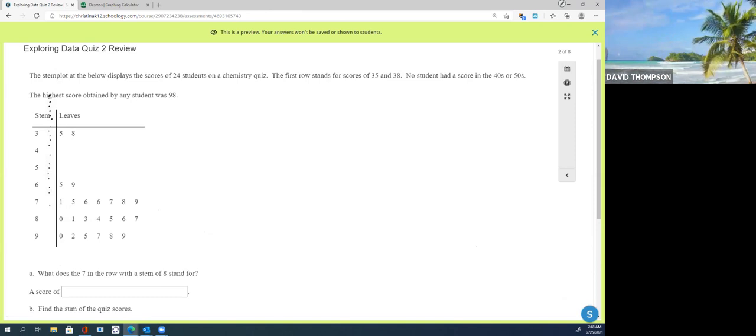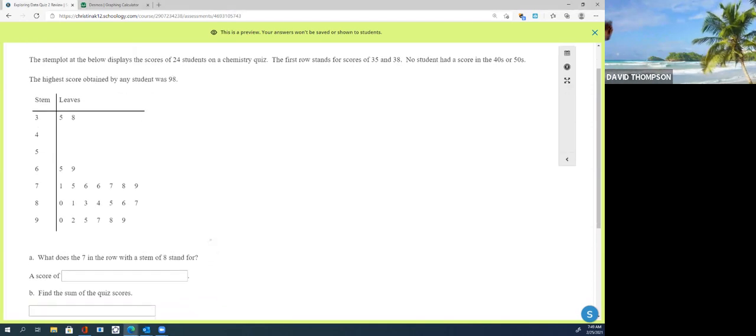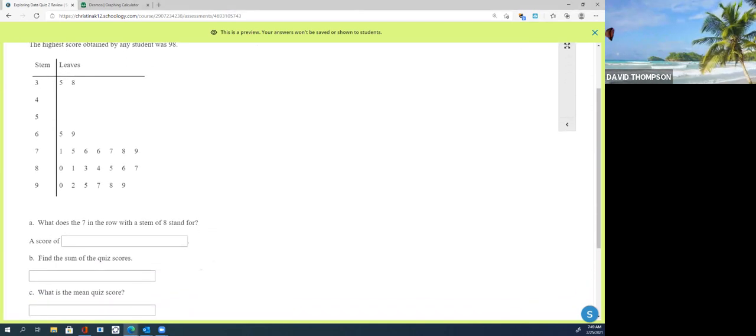Next question. The stem plot below displays the scores of 24 students on a chemistry quiz. The first row stands for scores of 35 and 38. This student had a score in the 40s or 50s. The highest score should have been a 99. What does the 7 in the row of 8 stand for? So in other words, in this row of 8, what does the 7 stand for? So a score of 87. We've seen this question before, so it shouldn't be too bad. Find the sum of the quiz scores.